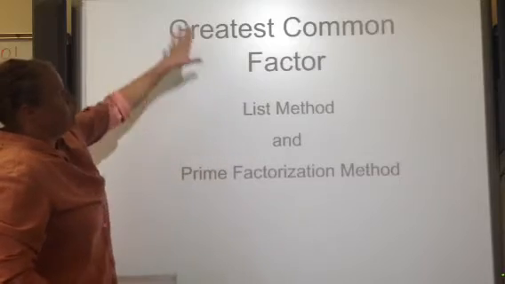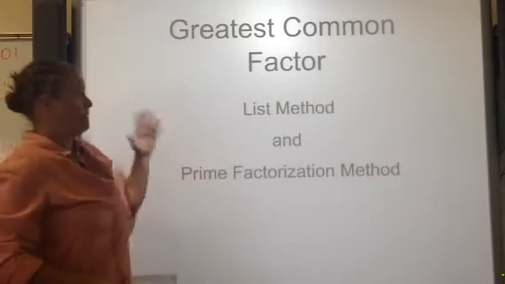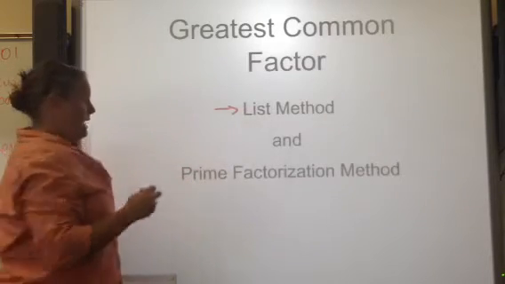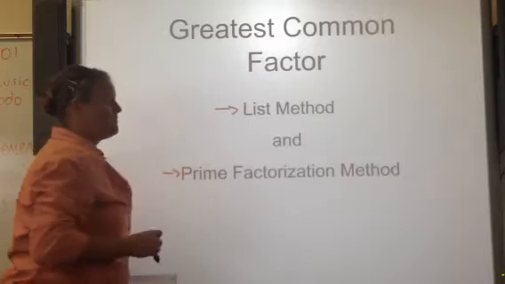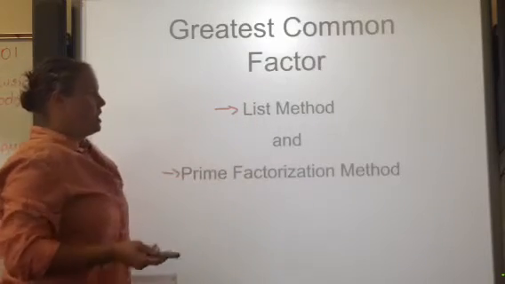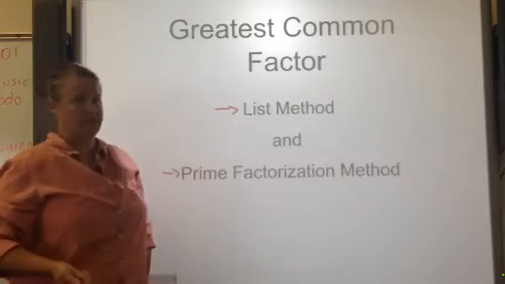So the first thing when talking about greatest common factor, there are two ways we're going to solve to find the GCF. The first way is list method, and the second way is prime factorization method. So the list method and prime factorization. Once you've taken notes on both and have practiced both, you'll be able to pick which one works best for you.